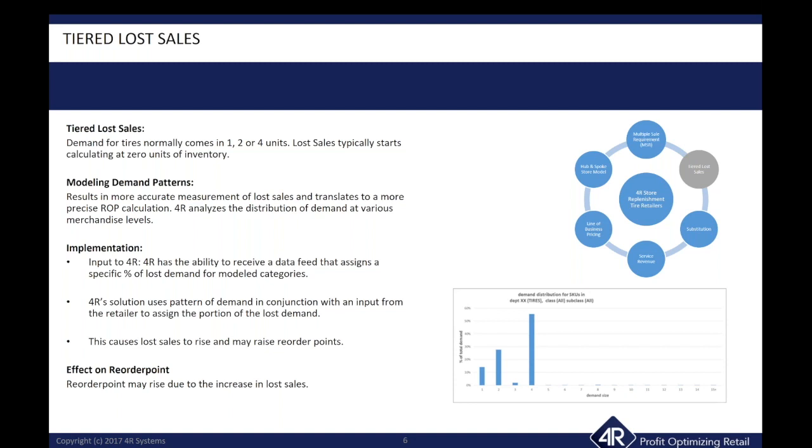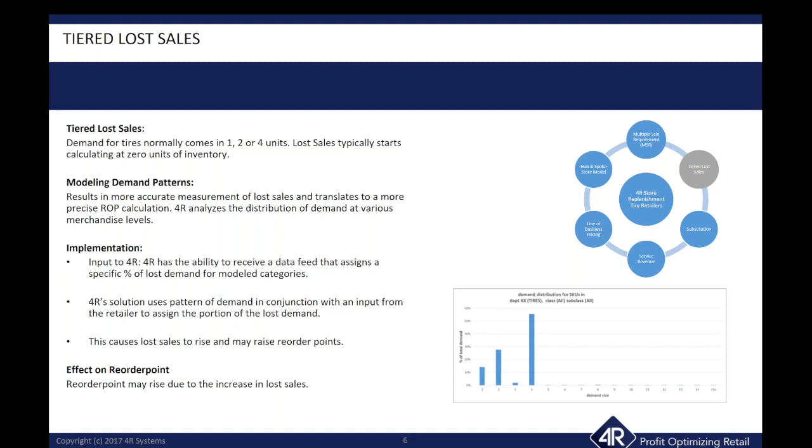That is, there are 0 units of inventory on hand. However, with tiered loss sales, the loss sales will start to be scored when the inventory drops below the tiered demand values. So in the example of tires, when inventory drops to 3 units, 33% of lost sales are scored.